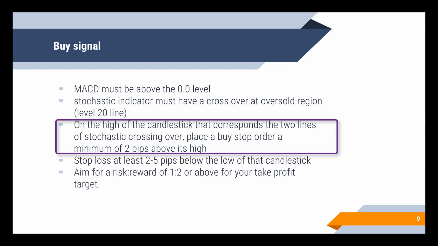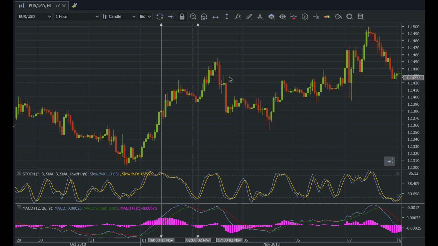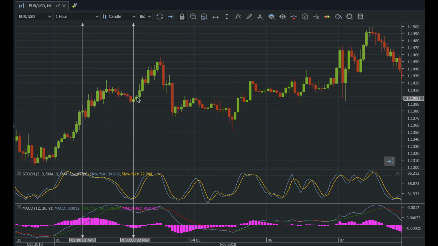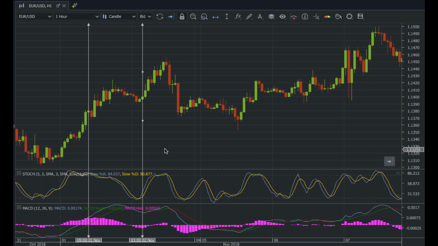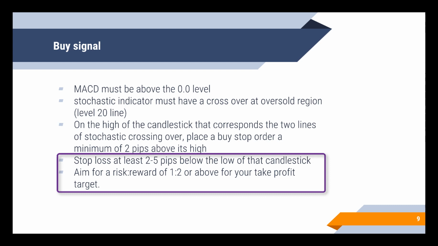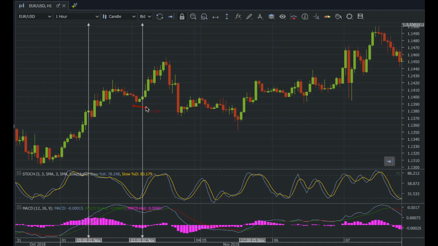On the high of the candlestick that corresponds to the 2 lines of the stochastic crossing over, place a buy stop order a minimum of 2 pips above its high. What does it mean? It means that we need to enter the market on this candle, and we need to put the stop loss at least 2 or 5 pips below the low of the candlestick. But if you see that it is going to be too close to the entry price, then look for the nearest swing low. The nearest swing low is here. So the stop loss will be here.